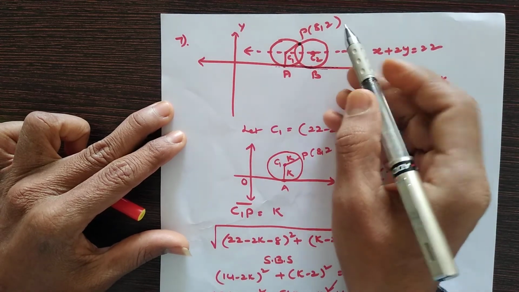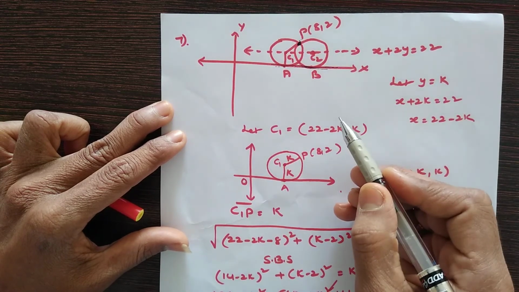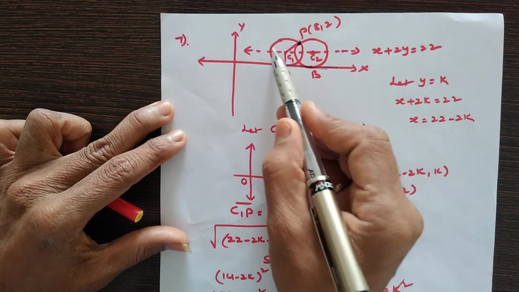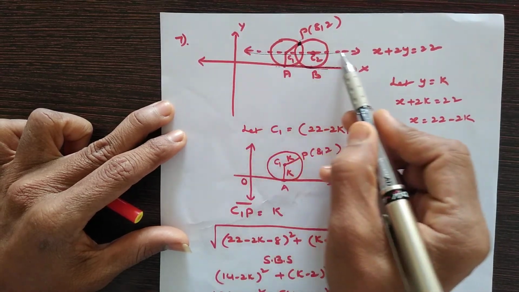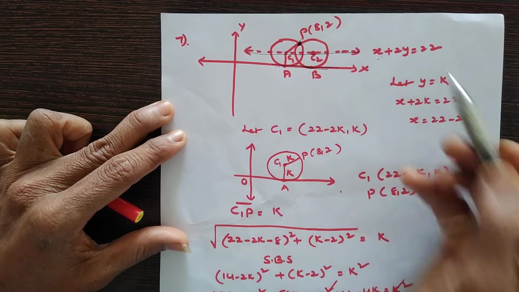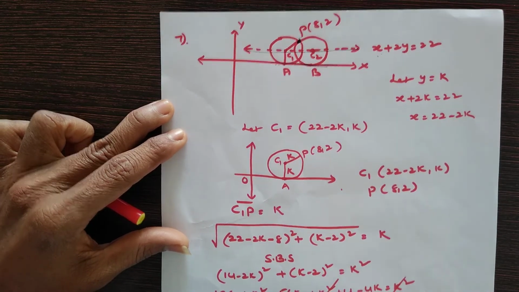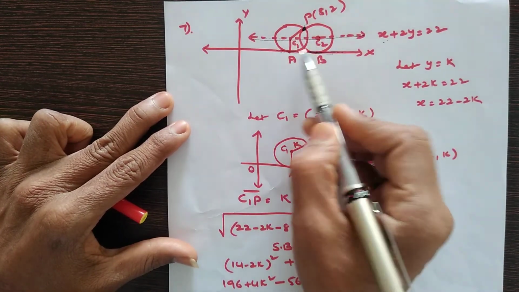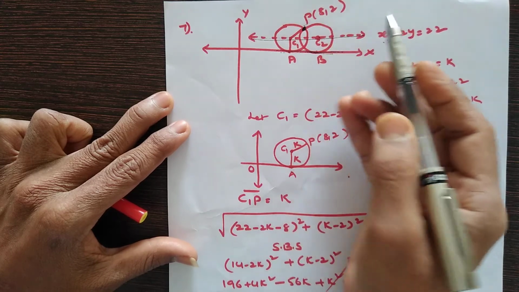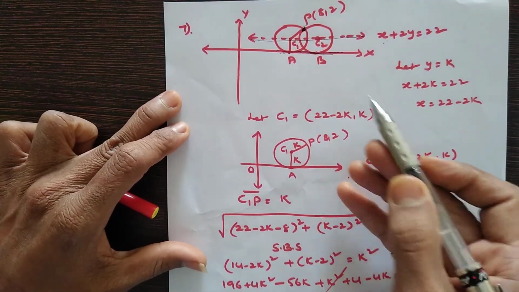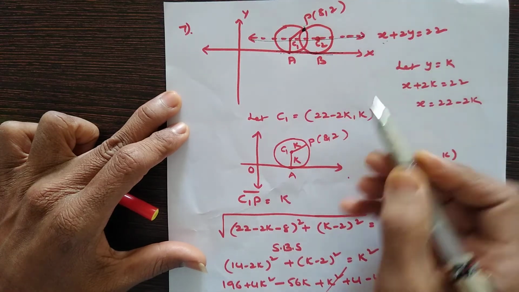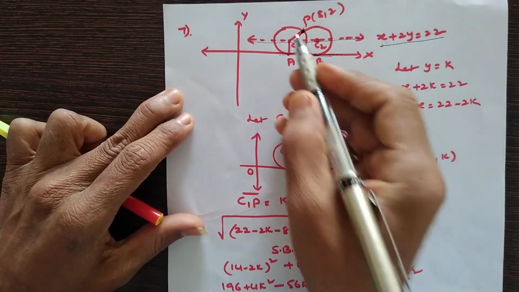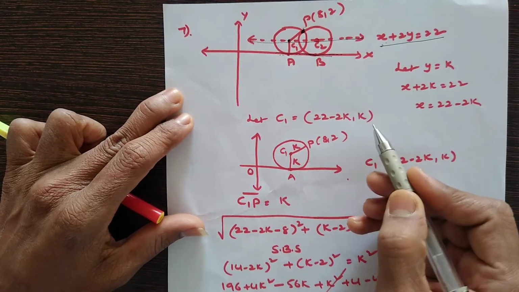Okay, and (8, 2) lies on both circles. This (8, 2) I am taking. And what about the center of each circle? The center of each circle lies on the line x plus 2y is 22. Okay, now see here. First, we don't know center 1 and center 2. We know only the point (8, 2). We don't know any other thing. So this is x plus 2y is 22. Let us assume in this equation y is equal to k. So we will write one parametric point, with one point x.